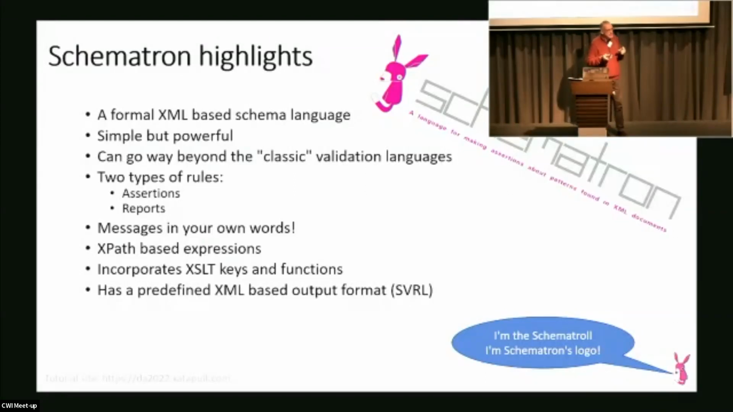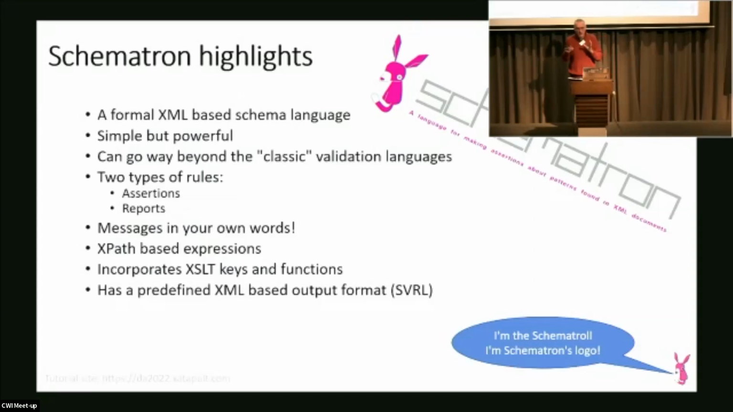There are two types of rules you can write in Schematron. First, you have assertions. You can assert that something is correct in your XML file, and if not, it will issue a message. And you have reports, which you use to tell the user that something peculiar, interesting, or wonderful is happening in your XML file. So it's not an error, it's a report.